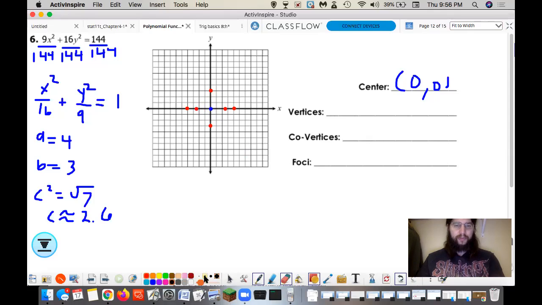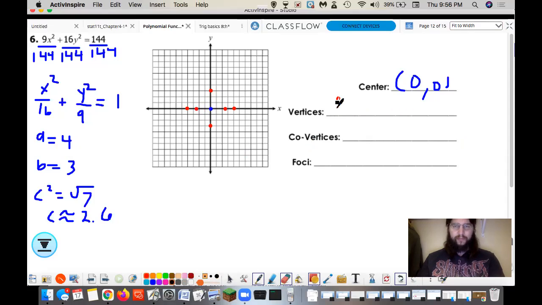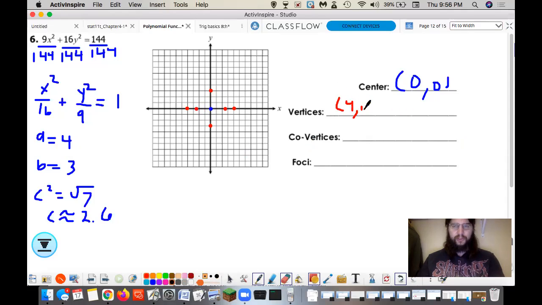Now this one for the vertices, covertices, and foci. Since that's 0, 0, it's just going to use these numbers here, right? 4, 0, -4, 0. And yes, you could actually do that no matter what your center is. Remember, it's A units away from your center. So you could just add and subtract A to whatever your major is for your vertices.